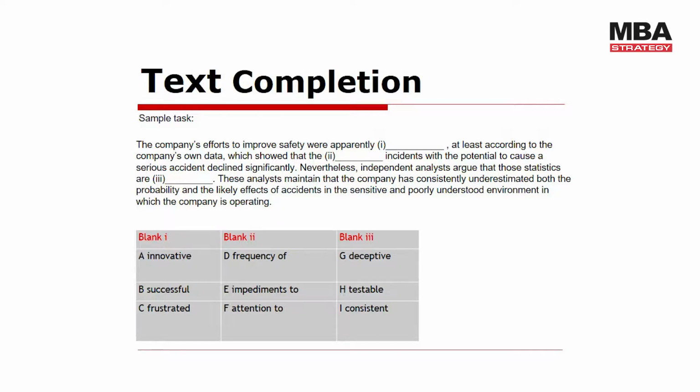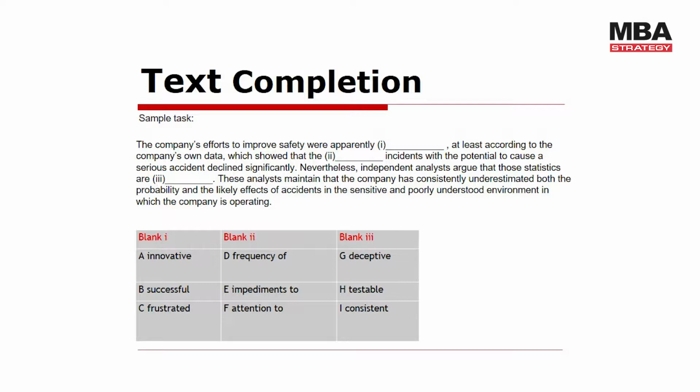Here it is a little bit more clear. The word nevertheless shows a contradiction between the first part and the second part of the task. If these analysts maintain that the company has consistently underestimated something, they probably failed at their statistics. So I would guess that the third blank should say something like false or not true. With this information, we can go to the second and the first one.